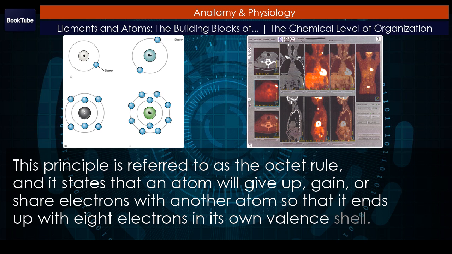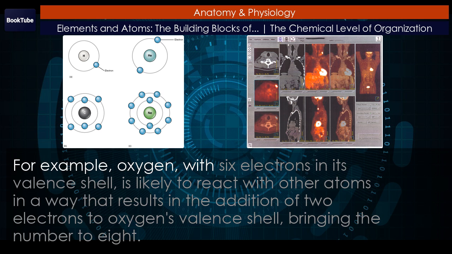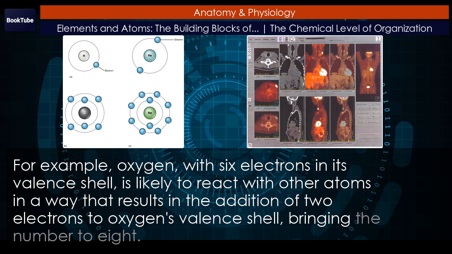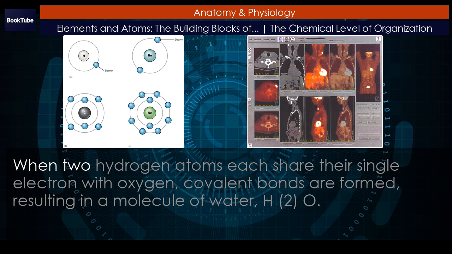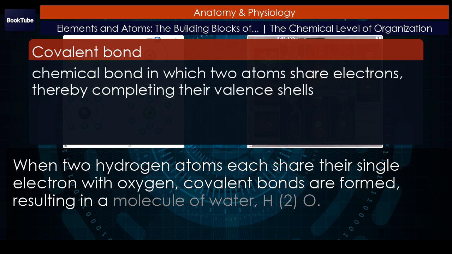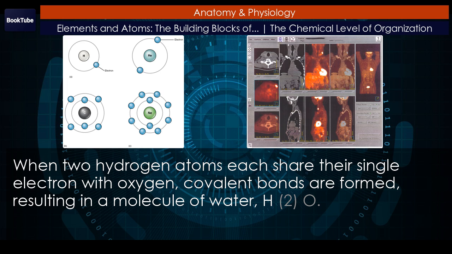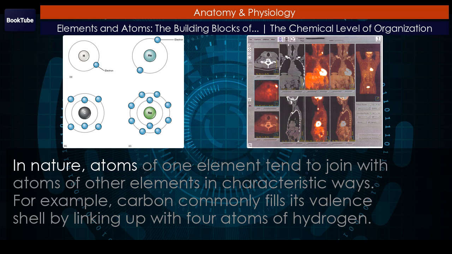For example, oxygen, with 6 electrons in its valence shell, is likely to react with other atoms in a way that results in the addition of 2 electrons to oxygen's valence shell, bringing the number to 8. When 2 hydrogen atoms each share their single electron with oxygen, covalent bonds are formed, resulting in a molecule of water, H2O. In nature, atoms of one element tend to join with atoms of other elements in characteristic ways.